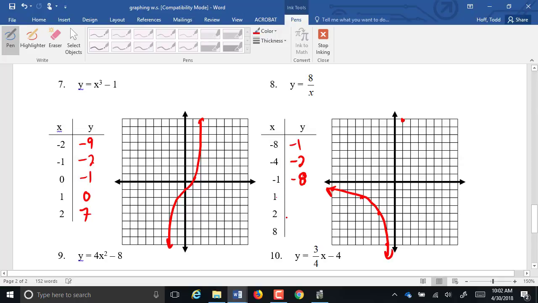I put in the 1, I've got 8. I put in the 2, I've got 4. The 8, I've got 1. If I put in 4, I would have 2. Oops, like that. I get 2 separate curves.